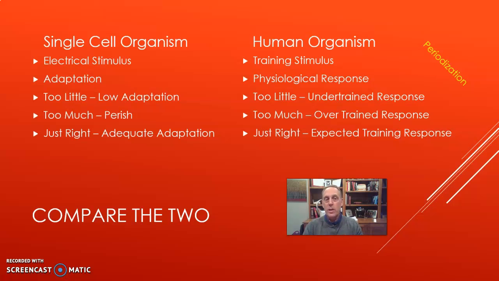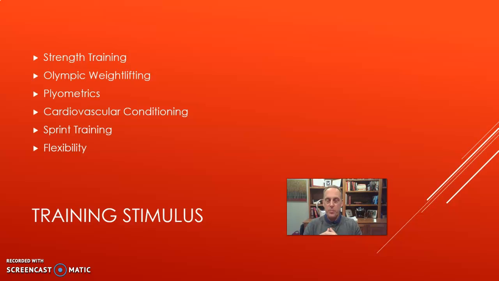So you look at this and you go, okay, really, when you look at the human organism versus a single-celled organism in general adaptation syndrome, we're applying the stimulus to the human organism and trying to get a training response based upon that. We're trying to get that Goldilocks just right. And then you start to ask, okay, well, what is or are some of the training stimuli we're talking about?